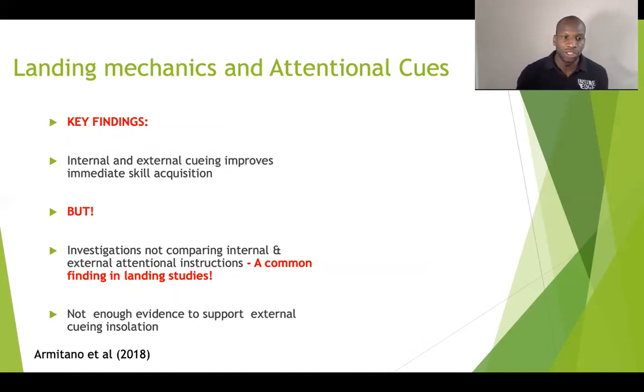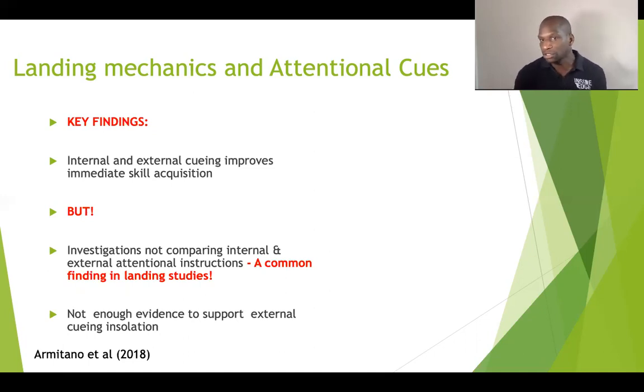So the key finding was that internal and external cueing improved immediate skill acquisition. And there's an important point here: it was immediate skill acquisition. So during that particular practice, it improved. However, there were some limitations. The vast majority of the studies were not comparing internal versus external attentional instructions. This is a common finding in many landing studies. What they do is combine both internal and external cueing together as an intervention, rather than looking at one compared to the other.